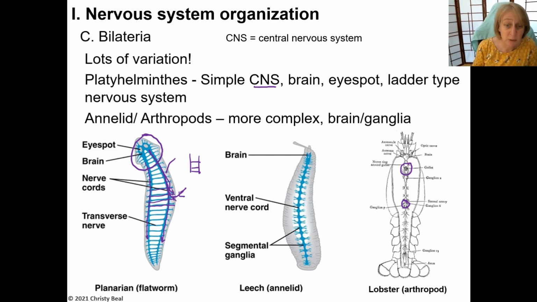Same thing with an annelid, which is an earthworm or leech, a little bit more complicated. They have much more ability to process information, much more ability to send very specific responses.